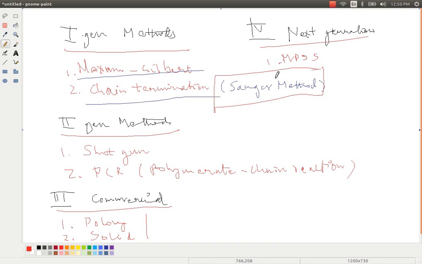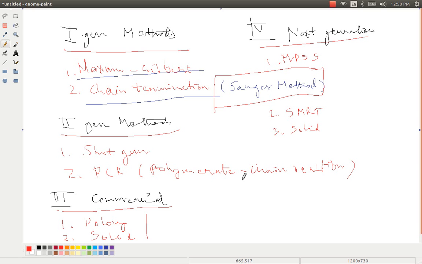And the other one is single molecule real-time sequencing, and SOLiD sequencing, and also Polony, pyro, ion semiconductor method, single molecule real-time sequencing. The 454 pyrosequencing, Illumina. There are many things which we can discuss.